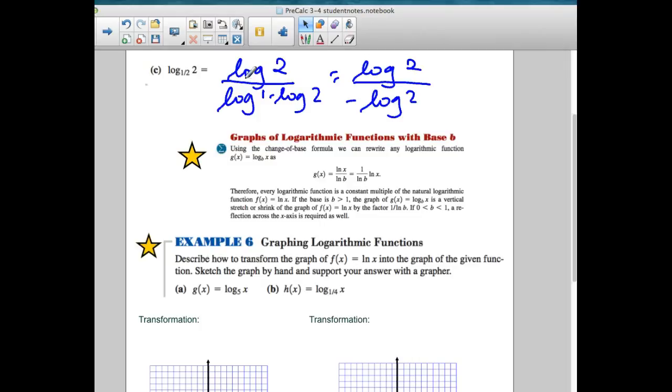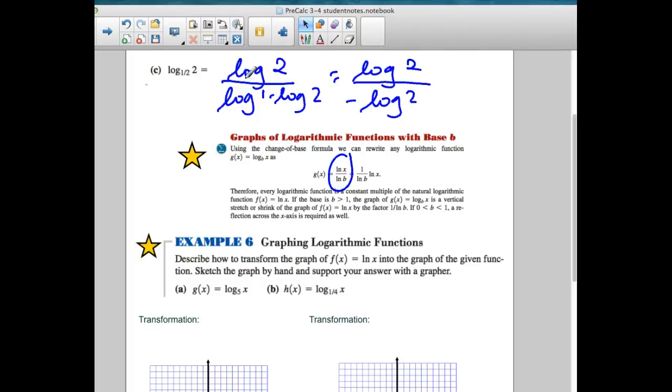It says using the change of base formula, we can rewrite any logarithmic function. So it doesn't matter what the base is, but we can convert it to a natural base. Okay, so log base b of x can be written as the natural log of x over the natural log of b. Right, your base goes in the basement. Okay, and then the natural log of b is just going to be a constant number. Whatever that base is, you can find the log of it. Okay, so we can factor that out front and think of it as 1 over the natural log of b times the natural log of x.